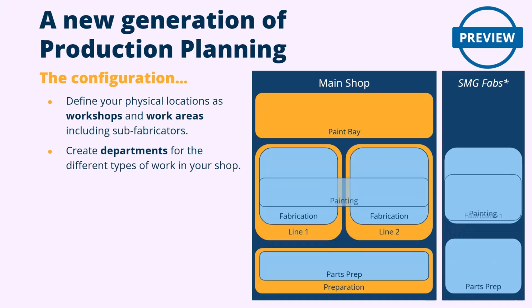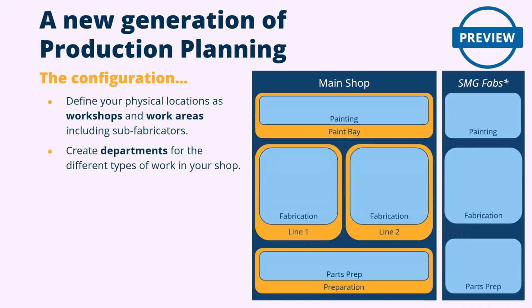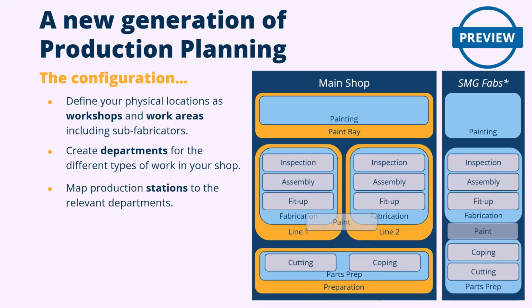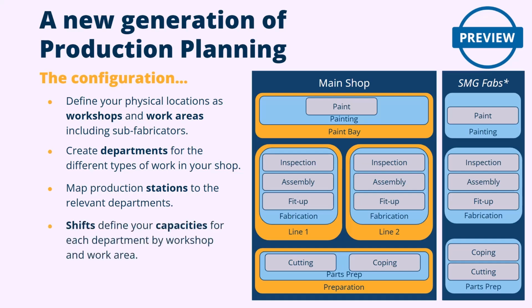Probably the most significant change in how the new planner works is the introduction of the new department layer. Now, departments are how we will create our capacities, and these define the different types of work that go on in your shop. Now, departments can then be mapped to our existing production stations. We felt that capacity planning at the station level was too granular, or at least it was for some, so you're able to group those stations together in departments and have your capacities set at that level.